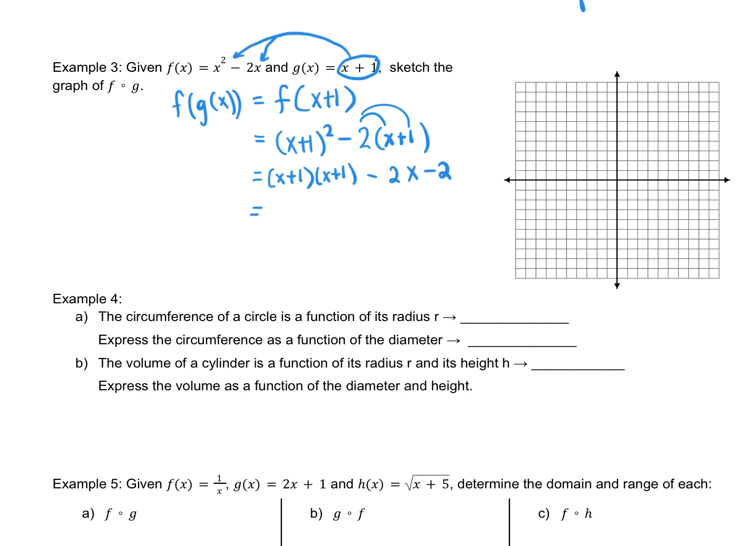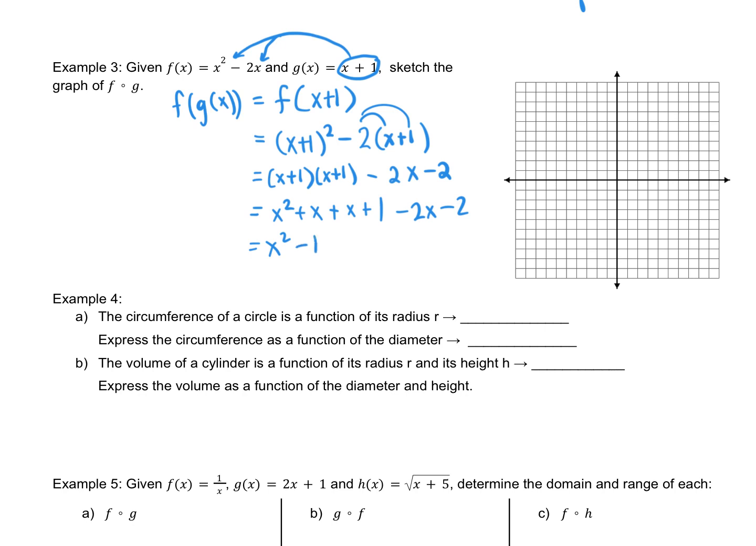And now I'll do my distributive property. So x times x, times 1, 1 times x, 1 times 1, and then the rest. And now I can collect my like terms. The x's cancel out because we have 2x minus 2x, and then 1 minus 2 is negative 1.